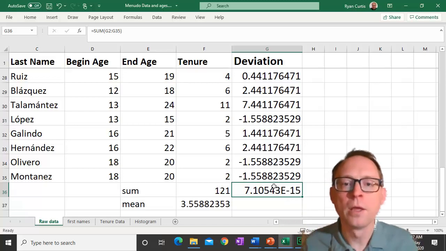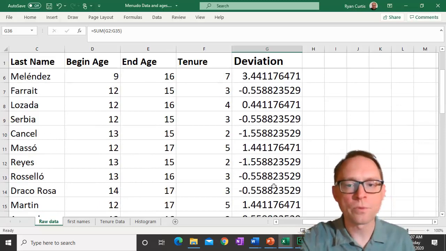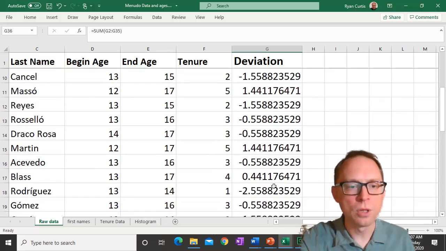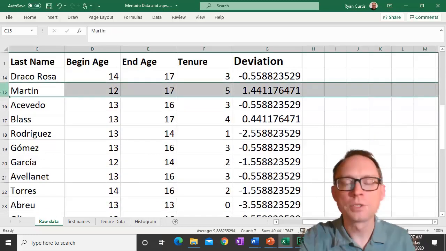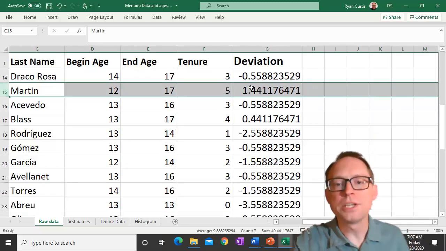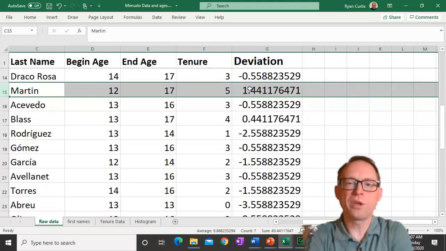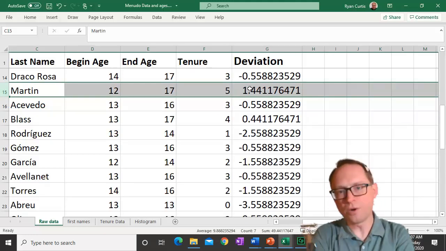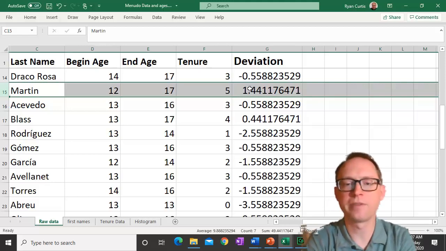Okay, remember, we wanted to know how different Ricky Martin is from the rest of the group. So here's Ricky Martin. Let's find him again. Here he is. This is Ricky Martin. His deviation score is 1.44. Well, how weird is that score? We know it's 1.44 years above the mean. We know that because that's what that deviation says.